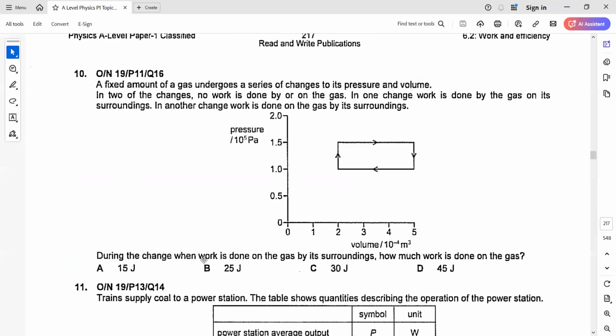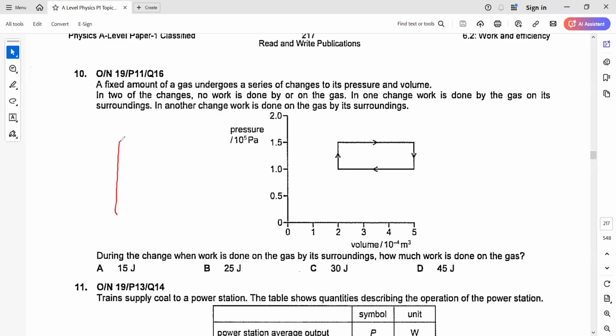So the question here says, during the change when work is done on the gas by its surrounding, how much work is done on the gas? So a fixed amount of gas undergoes a series of changes to its pressure and volume. In two of the changes, no work is done by or on the gas. In one change, work is done by the gas on its surrounding. Now, what does that question have to mean?